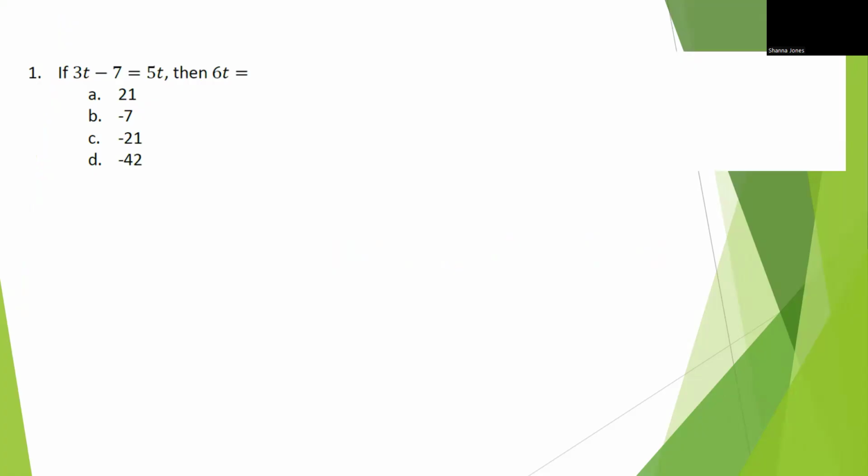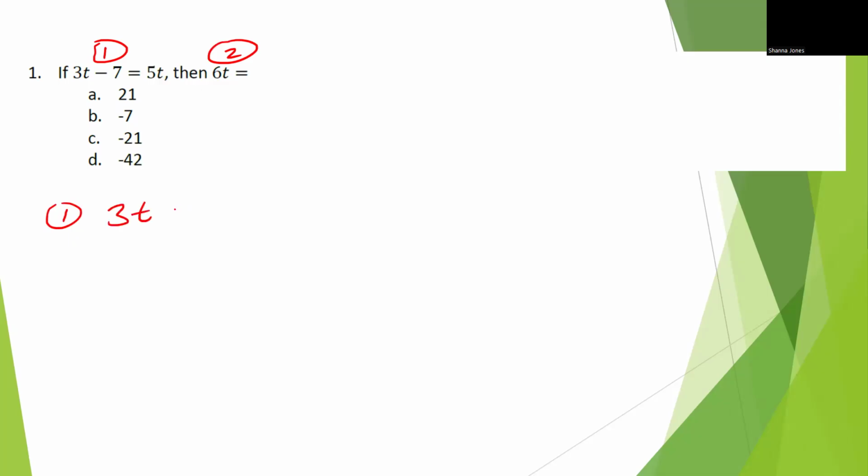Okay. All right. The answer is C. Whoa. Let's go over why. This is a two-part problem. Step one is to solve for t. Step two is to plug in t. Does that make sense? So step one, we solve for t.